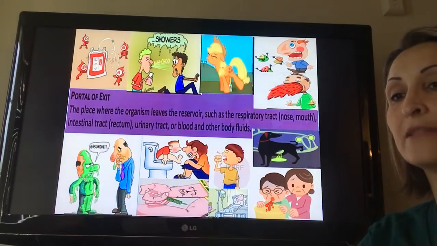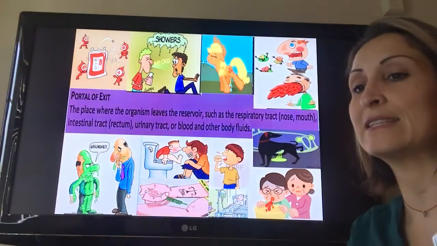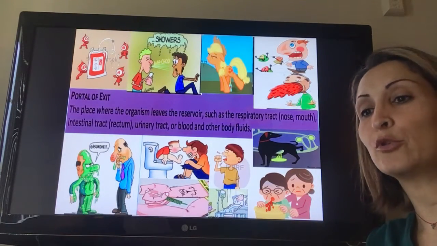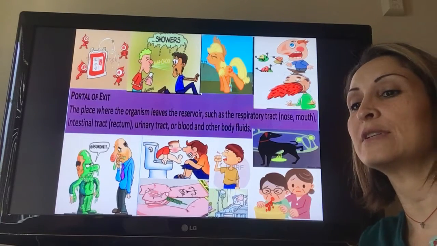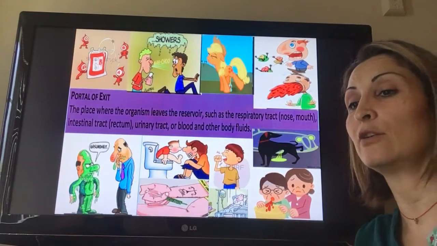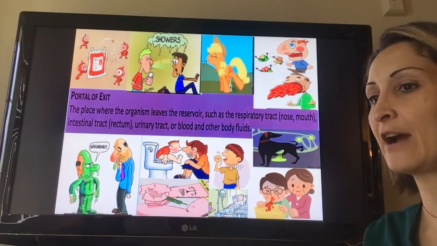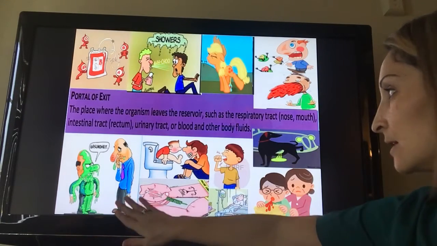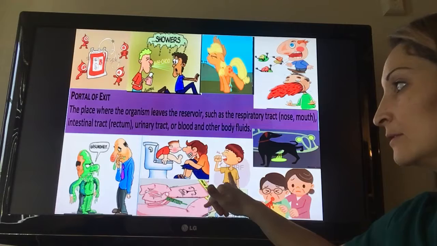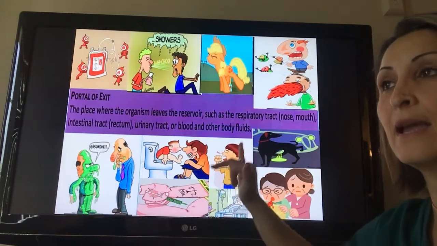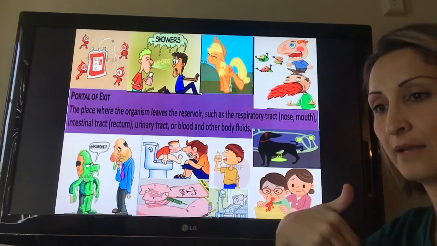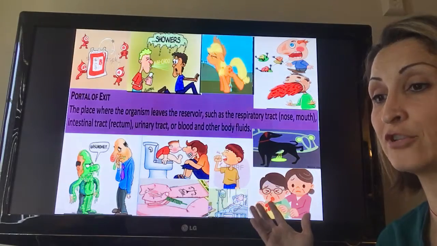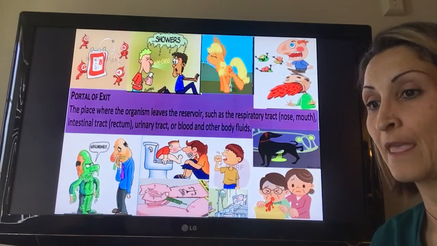Now we're going to see the portal of exit. The portal of exit is the path by which a pathogen or an organism leaves its host. The portal of exit usually corresponds to the site where the pathogen is localized. For example, the influenza viruses and tuberculosis exit through the respiratory tract. So you can be coughing, don't know that you have tuberculosis, and somebody else can inhale those airborne pathogens and can be infected.